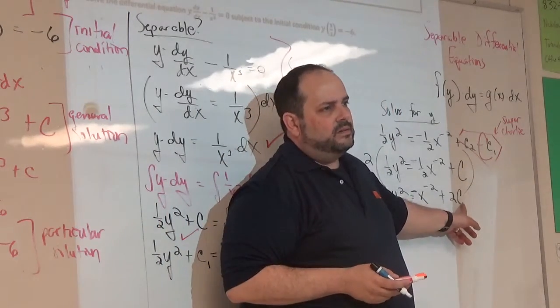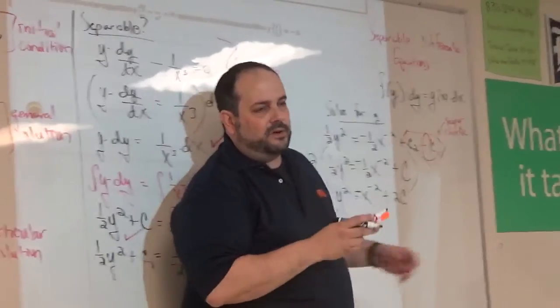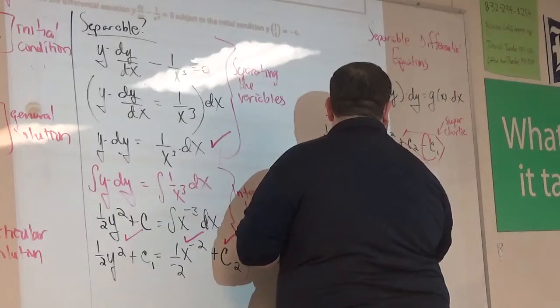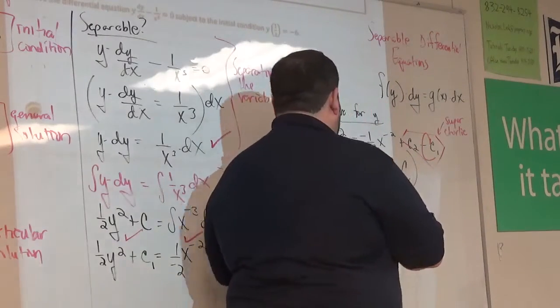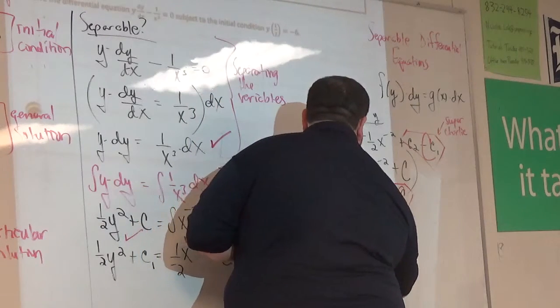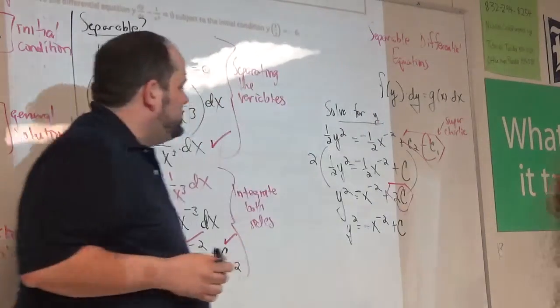It's a constant that you don't know yet. So 2 times a constant that you don't know? Something that's still another constant that you don't know. Not magic, just super Charlie. So y squared is going to be negative x to the negative 2 plus c.